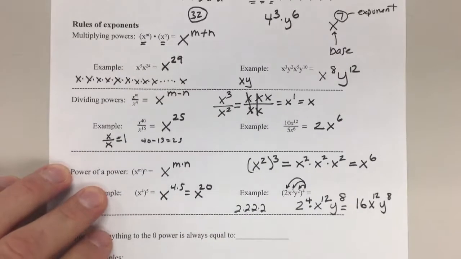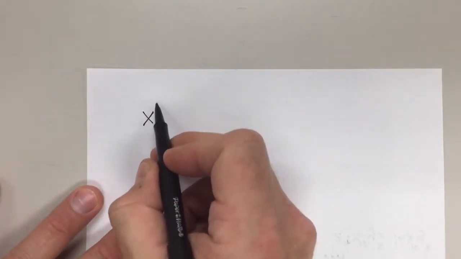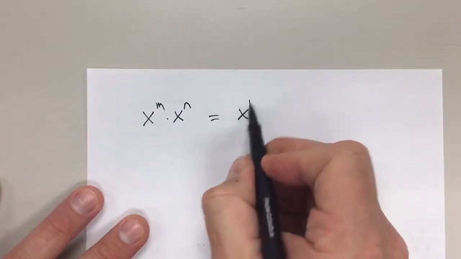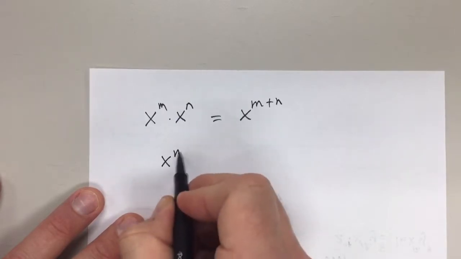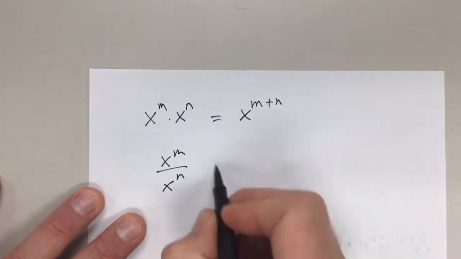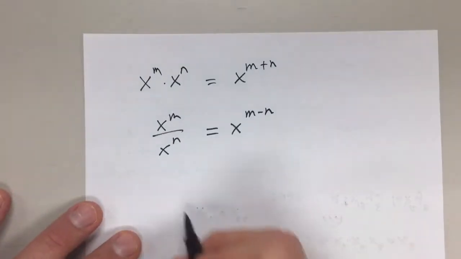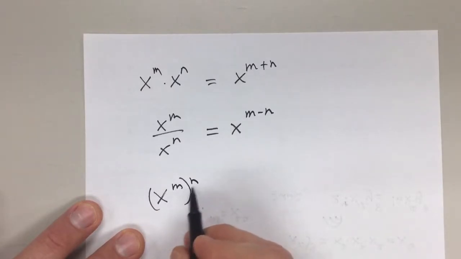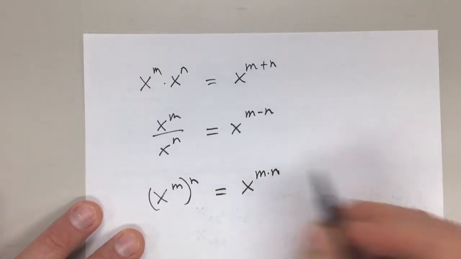So, in conclusion, we have 3 rules. We have what we do when we have 2 powers multiplied together, and in that case you just add the exponents. I have a rule where I have exponents being divided, and the rule is you just subtract. And then we have a rule where there's a power right outside parentheses, and in that case we multiply.